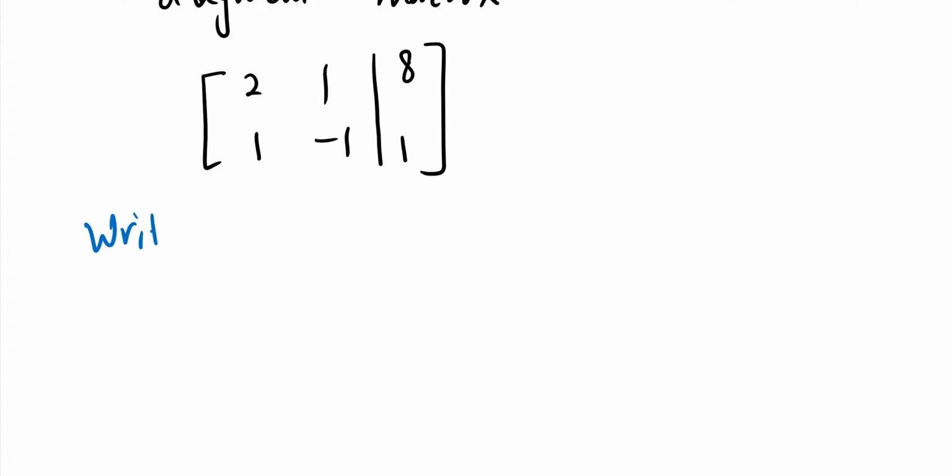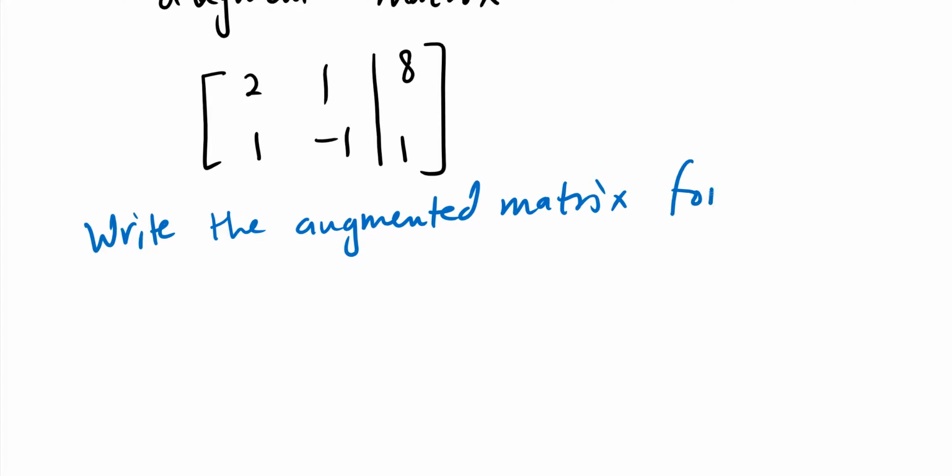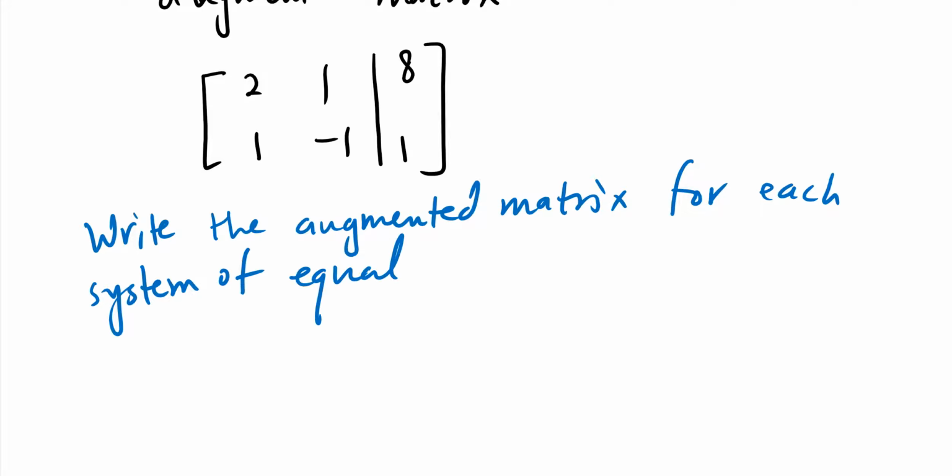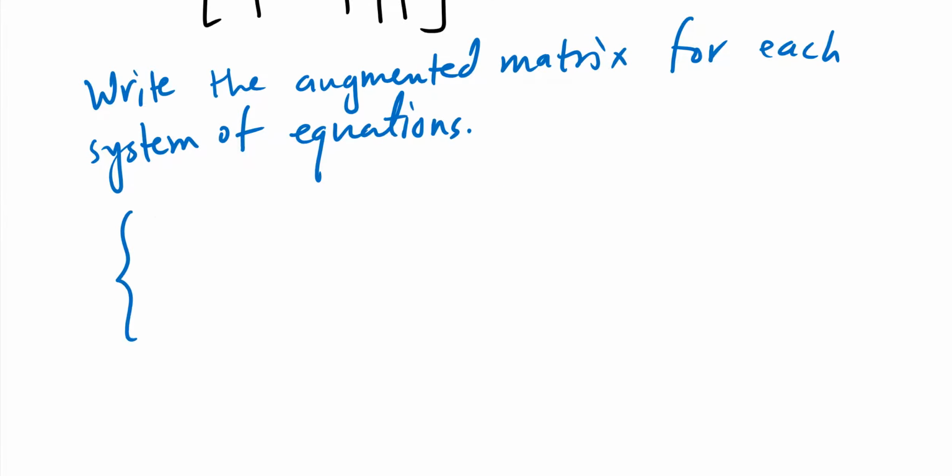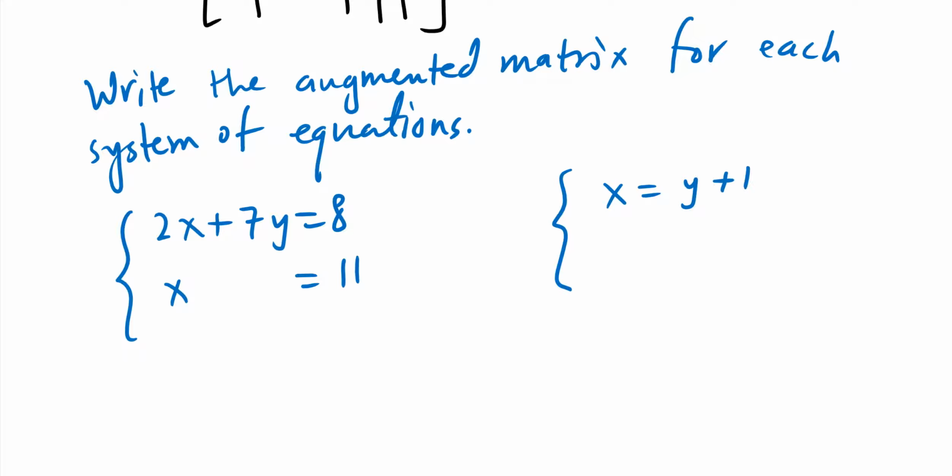So let's practice a little bit more on this. Write the augmented matrix for each system of equations. First, 2x plus 7y equals 8, x equals, let's say, 11. Then we're going to look at another one: x equals y plus 11, and y equals 5 minus 3x.